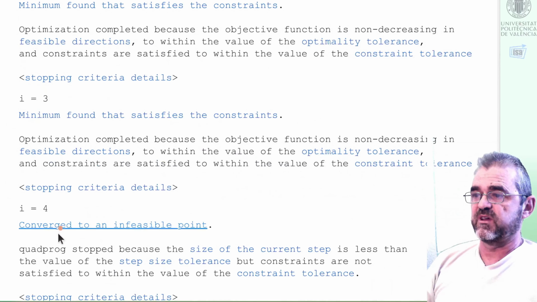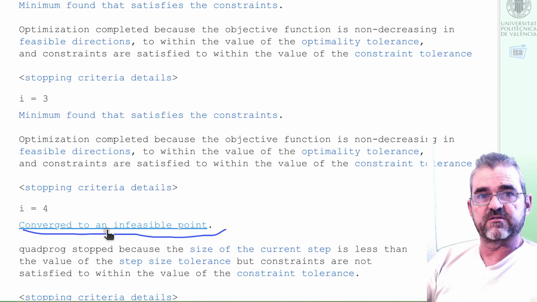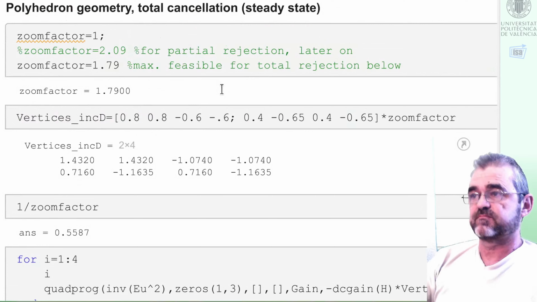then we have here a message telling that one of the vertices was infeasible. Matlab couldn't obtain an input in the valid 3D prism that cancels the effect of such a large disturbance. Well, so this is it.